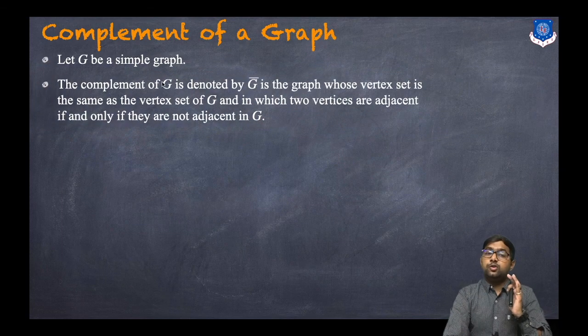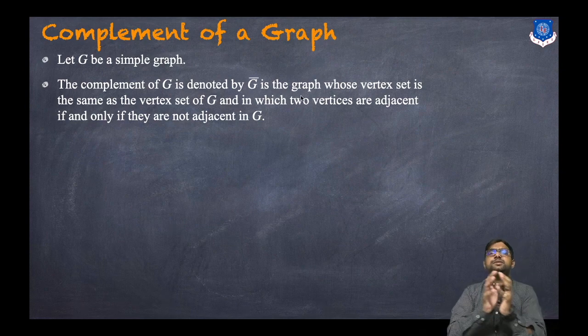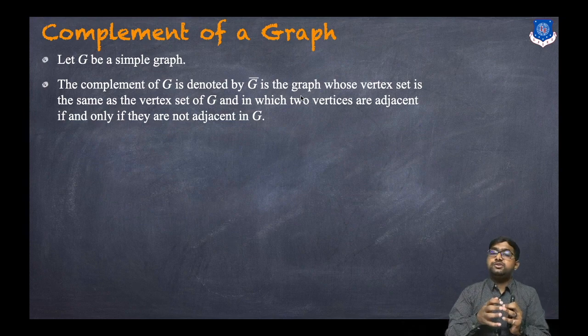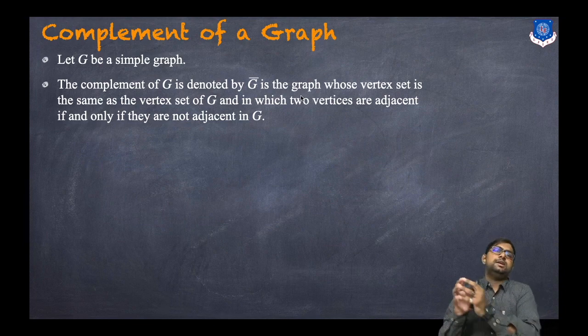Now the complement of G is denoted by G bar, and it is the graph whose vertex set is the same as the vertex set of G, and in which two vertices are adjacent if and only if they are not adjacent in G.